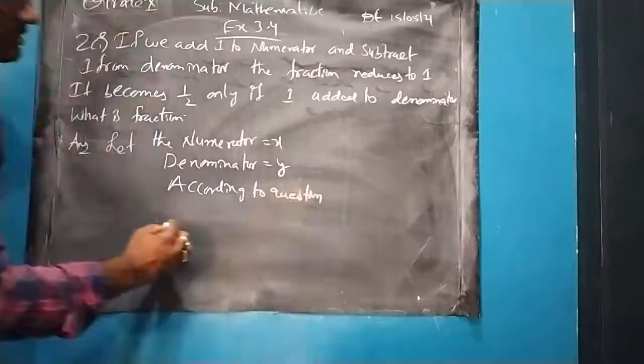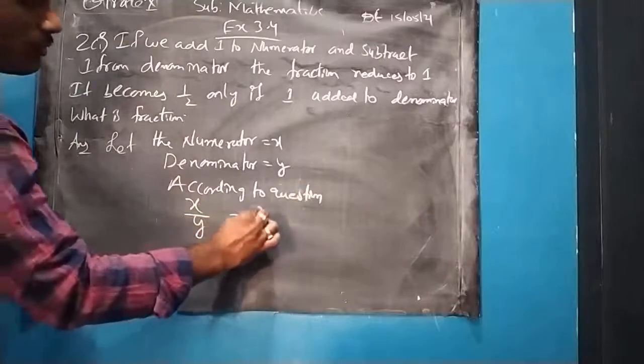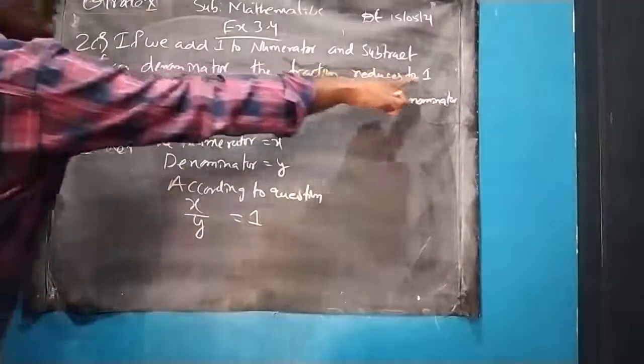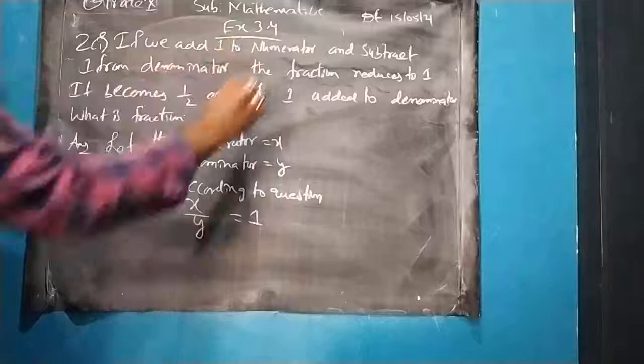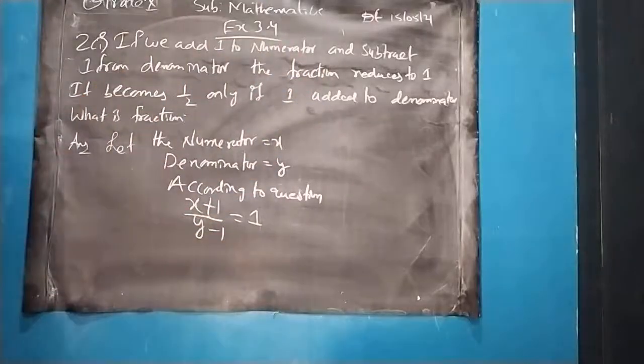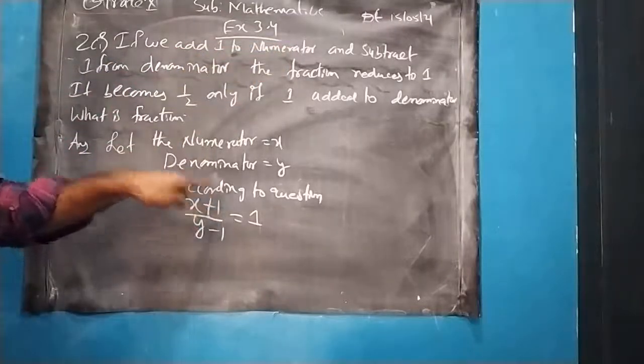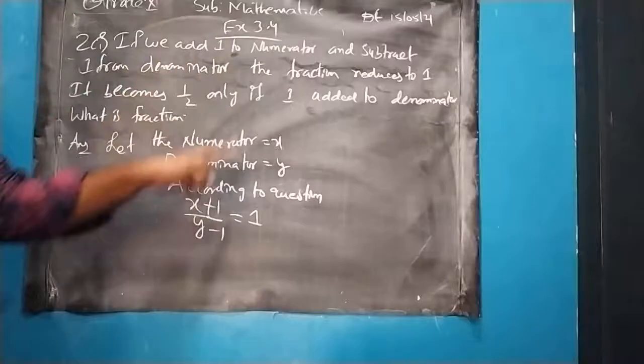So we'll write two equations at once. x by y is the fraction, and the fraction is going to become 1 when 1 is added to the numerator and 1 is subtracted from the denominator. Please see carefully. 1 we have to add to the numerator, I am adding plus 1, and 1 should be subtracted from the denominator, y minus 1.